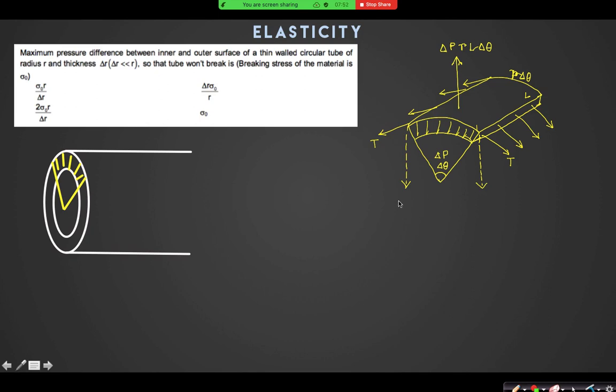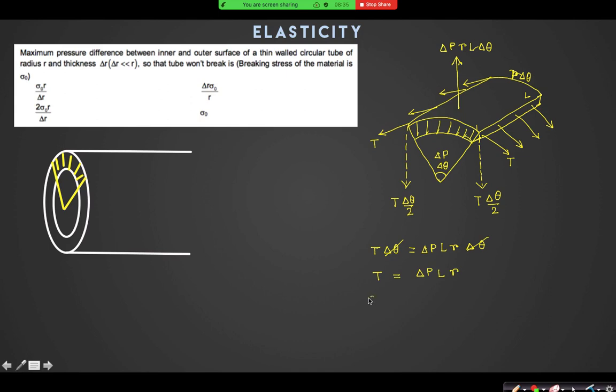Yes, sir. So it's very simple. As delta theta is very small, can I say it is T into sine delta theta by 2? And it is also T into sine delta theta by 2. The resultant of these two forces are balancing this force due to extra pressure. So T into delta theta is equal to delta P into L R into delta theta. Right? So I can say that tension is equal to delta P into L R.